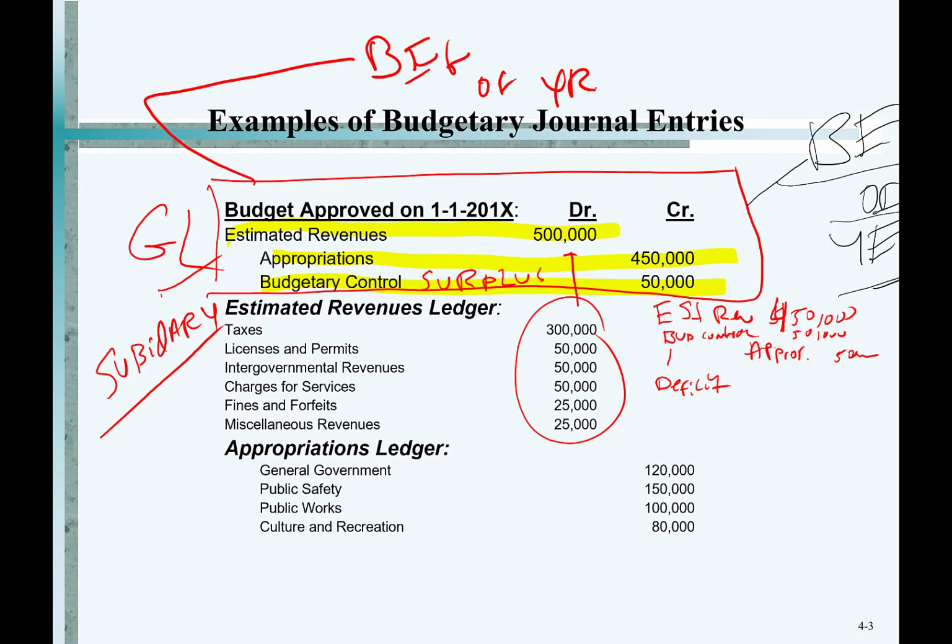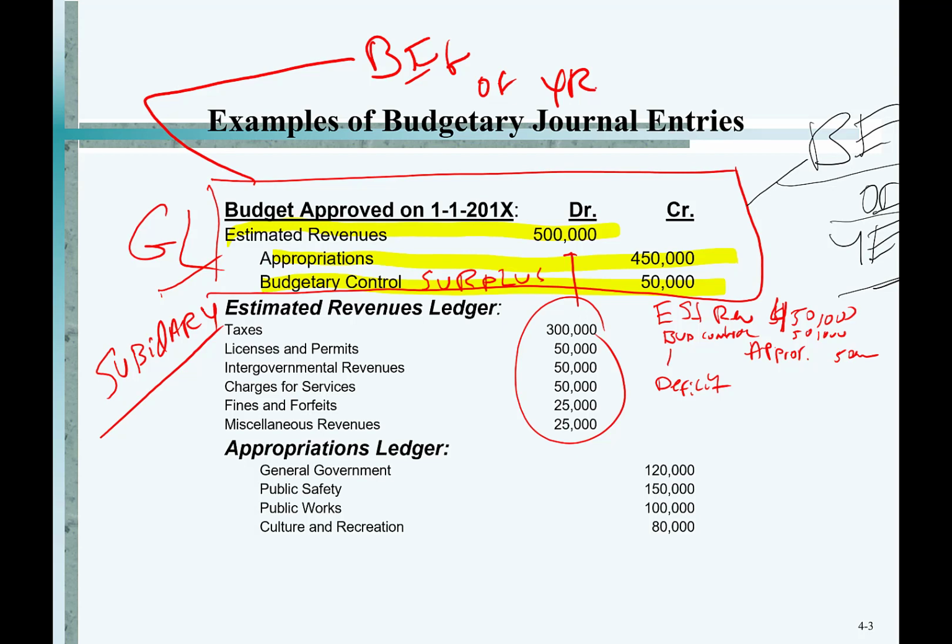If I have estimated revenues of 500,000, what do I do? Debit estimated revenue. If I have appropriations of 450, what do I do? Credit appropriations. If my estimated revenues are more than my appropriations, I have a surplus, so I'll credit budgetary control. If my appropriations are more than my estimated revenue, I'll have a deficit, so I will debit budgetary control. With me so far?